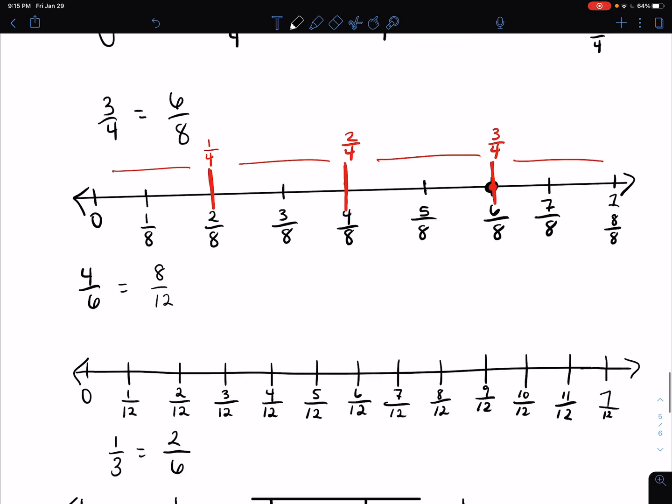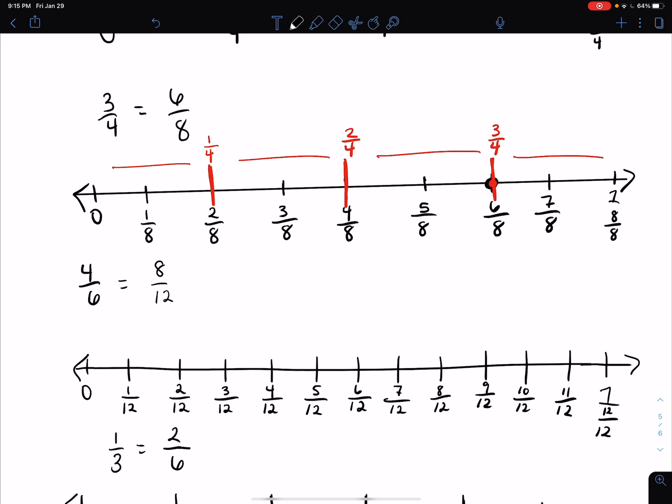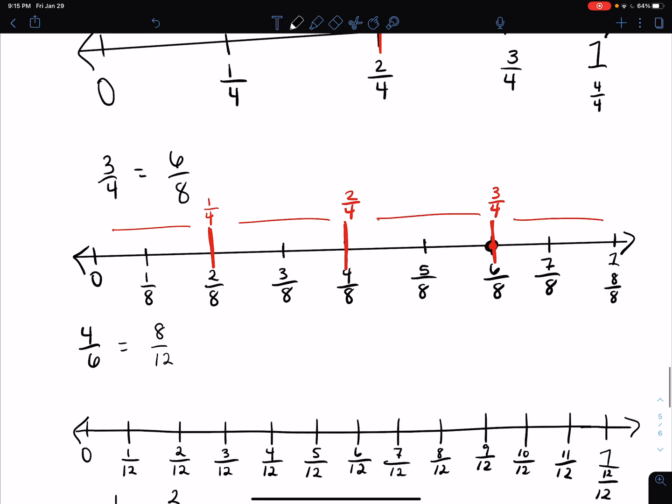Oh, I'm running out of room. 12 over 12. Okay, so now I am going to go and plot this 8 twelfths since I can see it easily on my number line. I'm going to put a point right here.